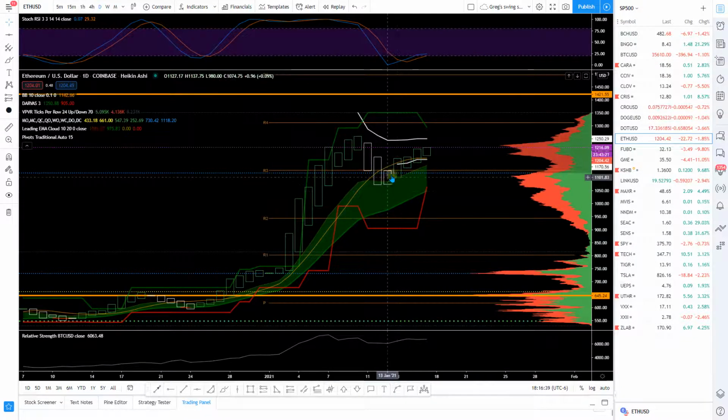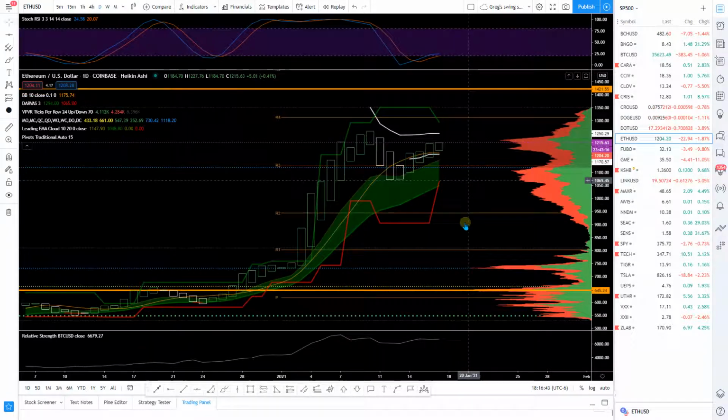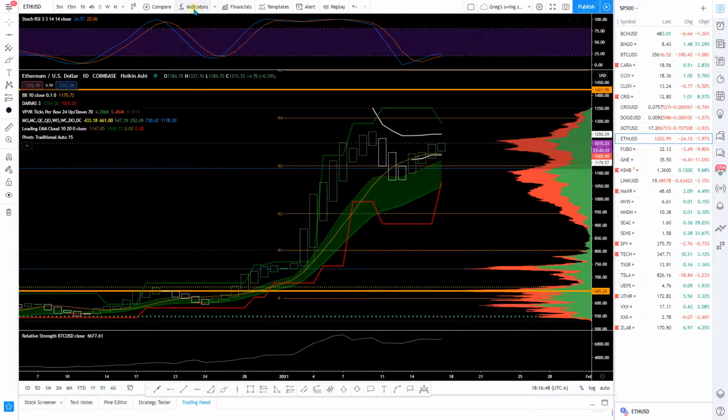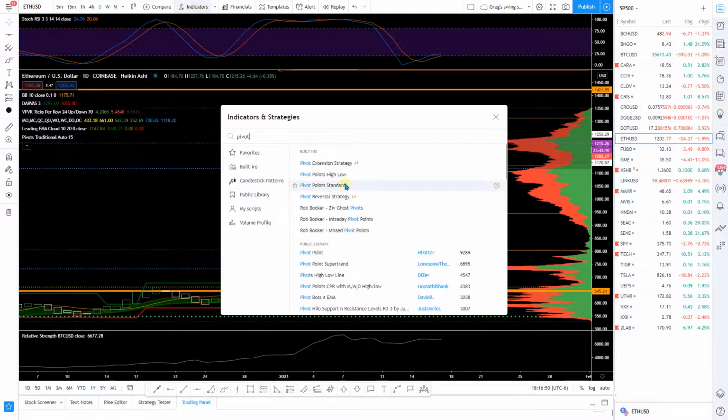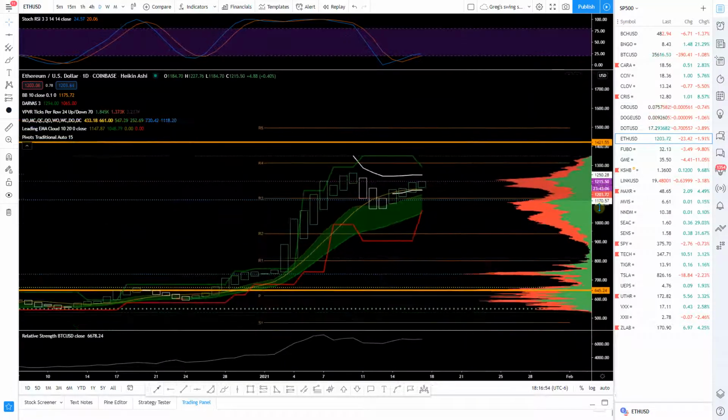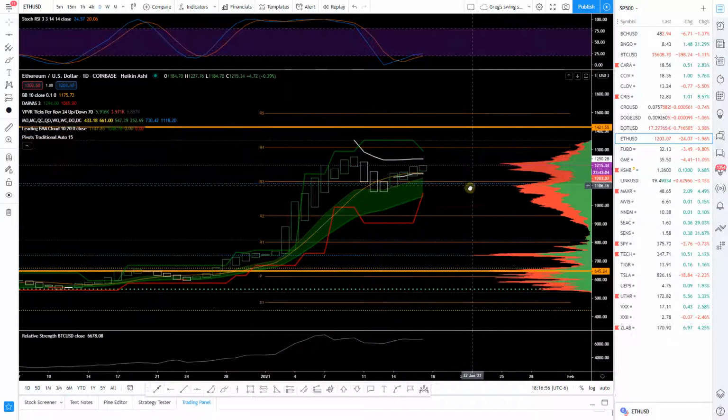So obviously you could have come in here and bought this and been pretty happy with that. So next thing is just basic pivot points. I just come in here and it's just this pivot point standard. I just like having those as kind of just an idea to tell me the range that we're looking at here.